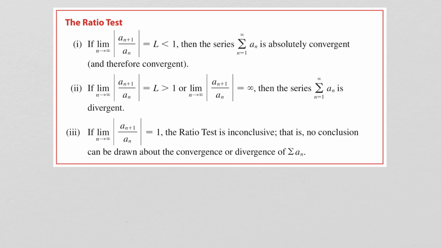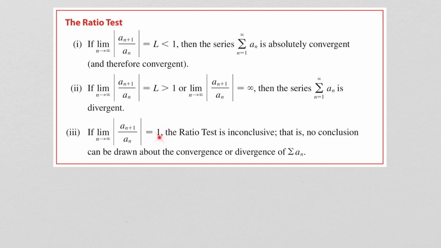The process is we take the limit as n goes to infinity of the absolute value of the n plus 1 term divided by the nth term of a series. Suppose this limit is equal to some number L. If this number L is less than 1, then we say the series is absolutely convergent, and therefore convergent, of course. If this number L is greater than 1, then we know the series is divergent.